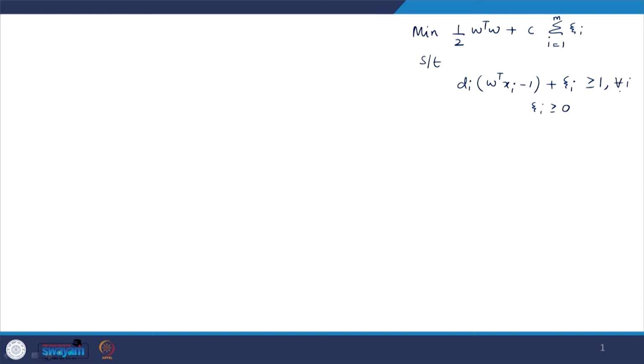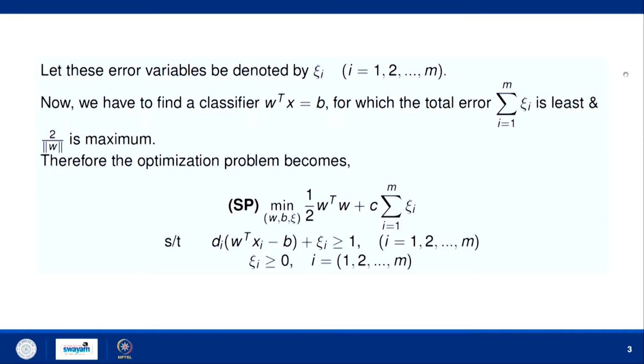What is the problem? For the soft margin classifier, it is the minimization of 1 by 2 W transpose W plus C times summation I from 1 to m xi I, subject to the conditions di times W transpose xi minus 1 plus xi I is greater than or equal to 1, and xi I non-negative for all I. So, this is our problem.